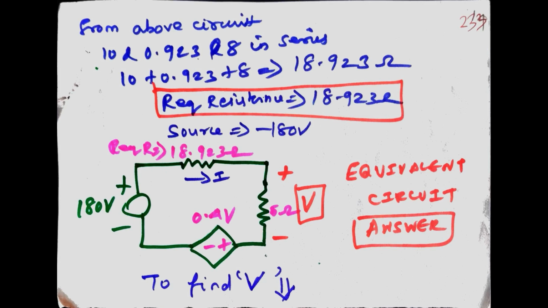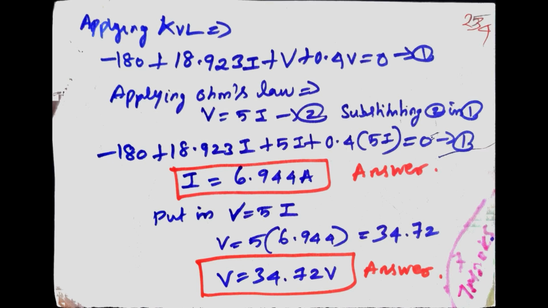Applying KVL, the algebraic sum of the voltages around a closed loop is zero. That is the first equation. Applying Ohm's law, V is 5I. Substituting 2 in 1, we obtain the I value. Put V is 5I in this formula. With the I value put in, we obtain V value 34.7, that is the voltage across the 5 ohm resistance.